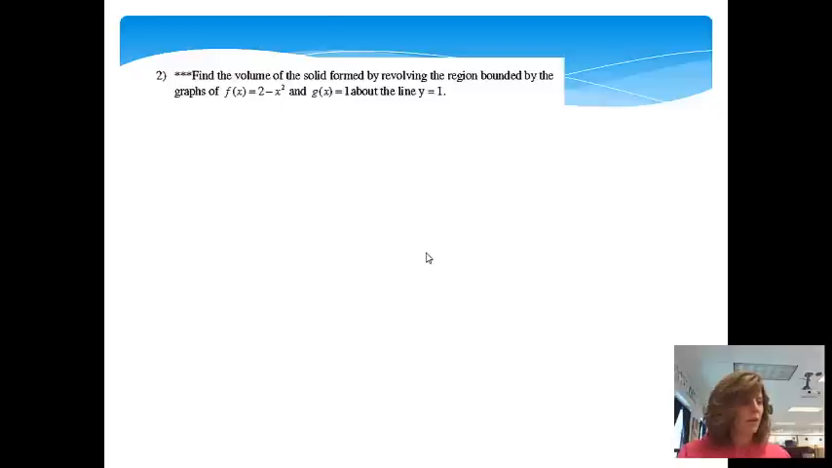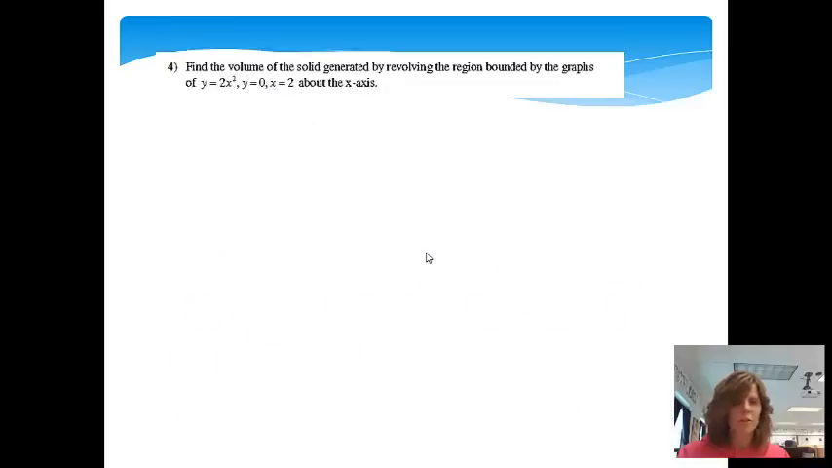Okay, the next one that we want to do is, oops, don't want to do that one. I'm actually going to do example 4 next. Find the volume of the solid generated by revolving the region bounded by the graphs of y equals 2x squared, y equals 0, and x equals 2 about the x-axis.